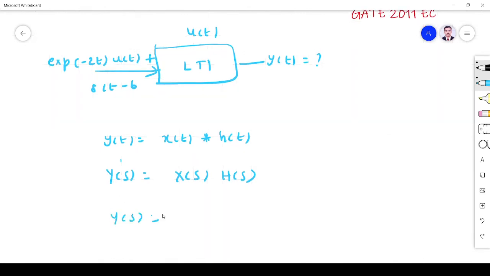So what is my Y of s? Y of s is equal to X of s. X of s is nothing but the Laplace transform of x of t. So for e power minus 2t u of t, the Laplace transform is 1 by s plus 2, plus delta of t minus 6, whose Laplace transform is e power minus 6s. So this is X of s. H of s is the Laplace transform of h of t. H of t is u of t. For u of t, the Laplace transform is 1 by s.